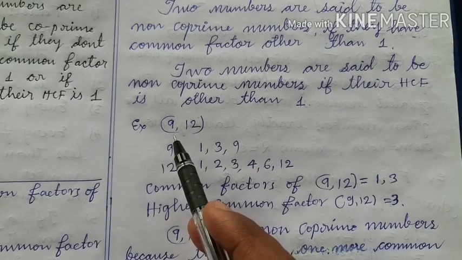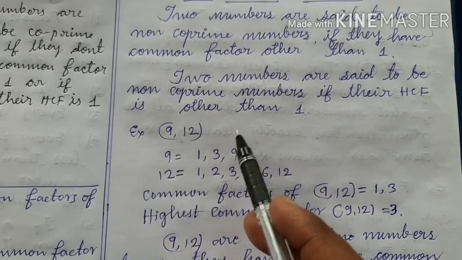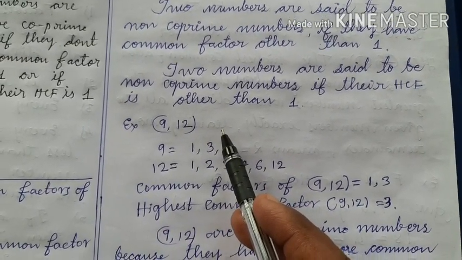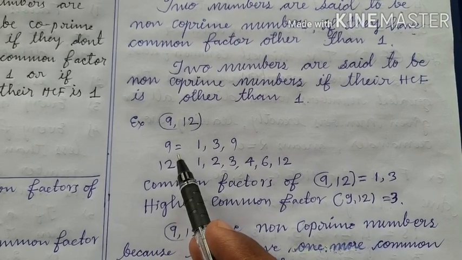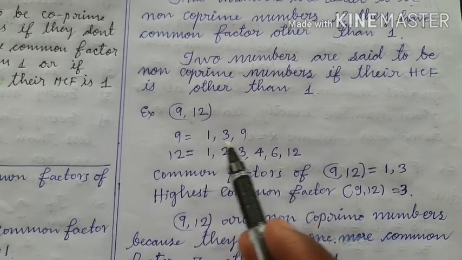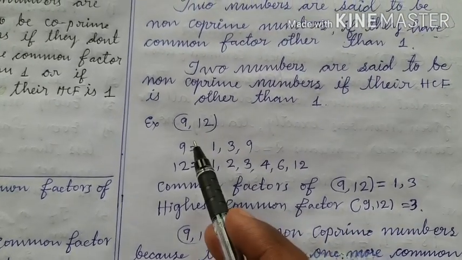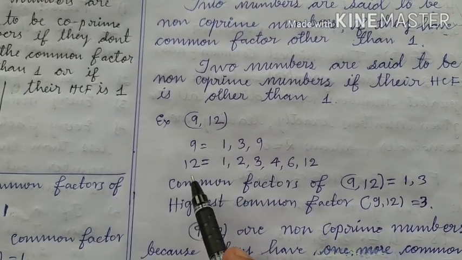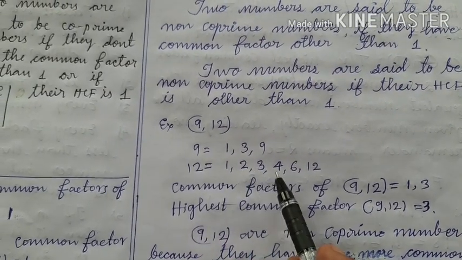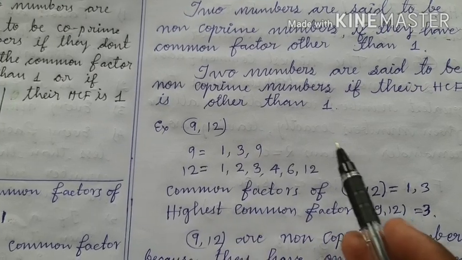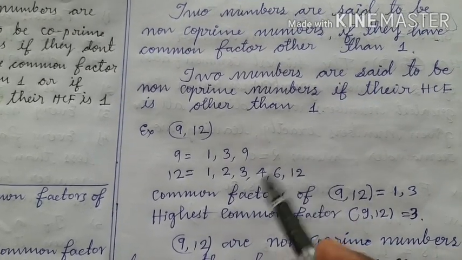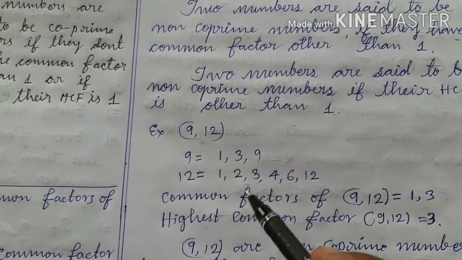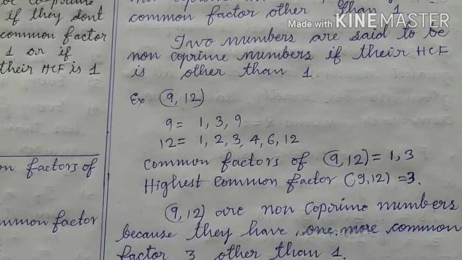Take the example 9 and 12. These are non-co-prime numbers. Do you know why? Write down 9, list the factors of 9. Here 1, 3, 9 are the factors of 9, and write 12. And 1, 2, 3, 4, 6, 12 are the factors of 12. Then you list the common factors of 9 and 12. Which are the common factors?